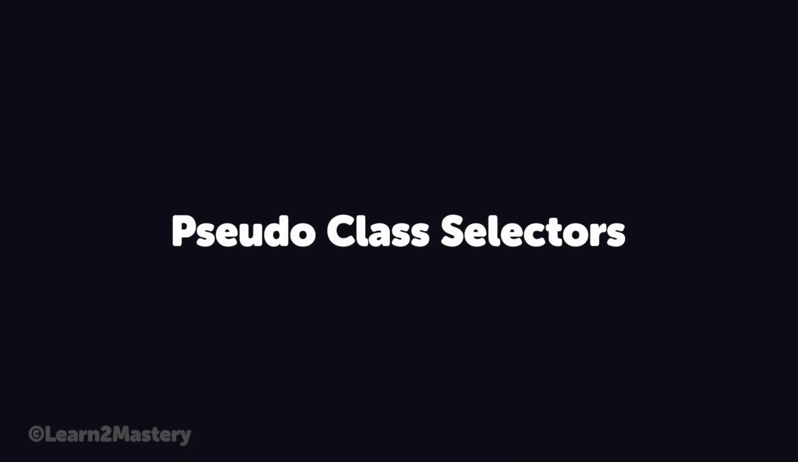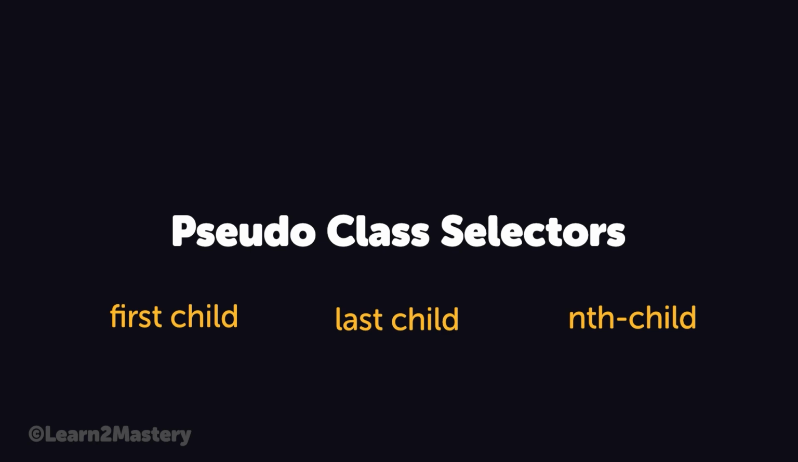In this lesson, we're going to learn about a special type of selectors called pseudo class selectors. Pseudo classes are not classes that we create ourselves. They are already built into the browser. They help us target elements based on their state or position. For example, we can use them to select elements that don't have a certain class, or to target specific items, like the first child, the last child, or even a specific number using nth child.